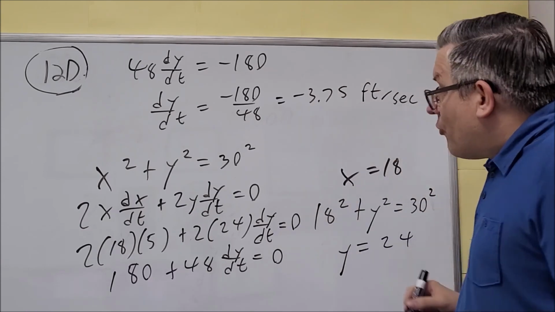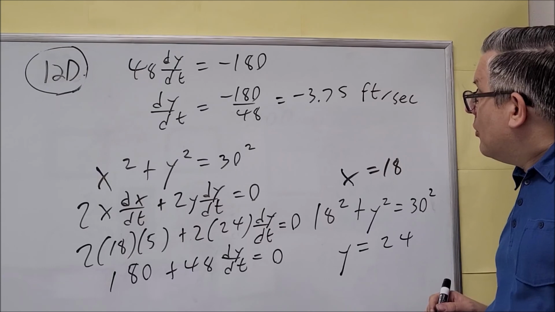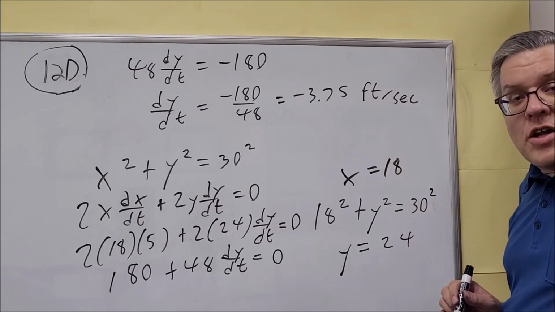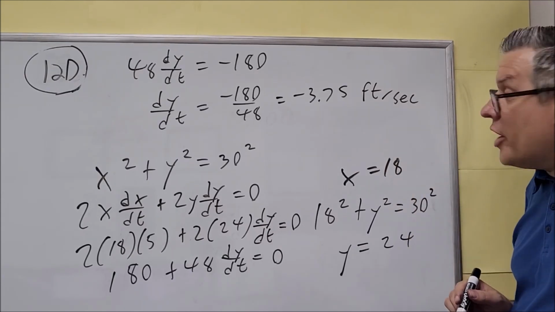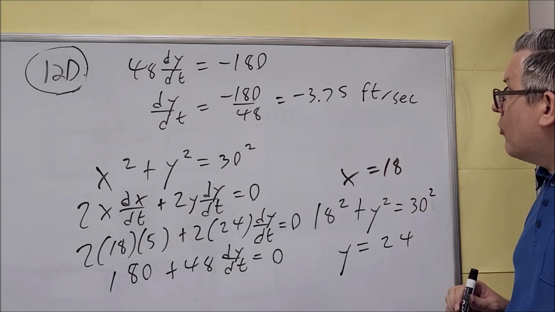That's going to be feet per second, because that was the same unit of measurement that the x was changing in, so the y will be changing at the same rate. So that would be the units on that one, feet per second.